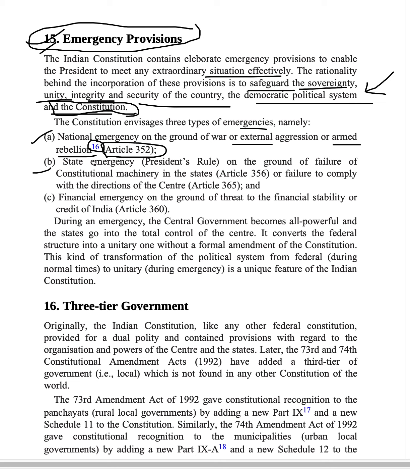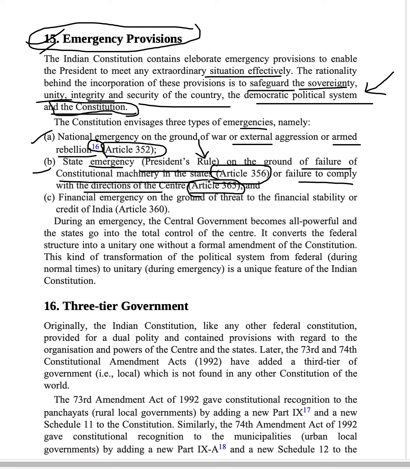Then second is state emergency, president's rule. State emergency is also called president's rule because the governance of the state directly comes under the hand of the president. It can happen on the ground of failure of constitutional machinery in the states, that is Article 356, or failure to comply with the directions of the center, Article 365. So if the center gives any direction and the states do not comply, then also this president's rule can be imposed.